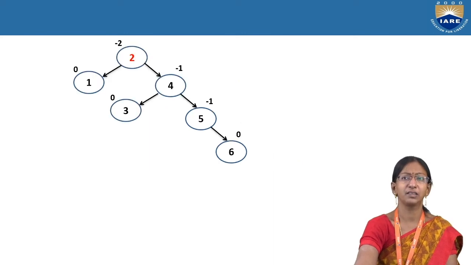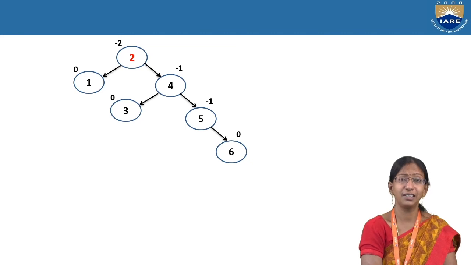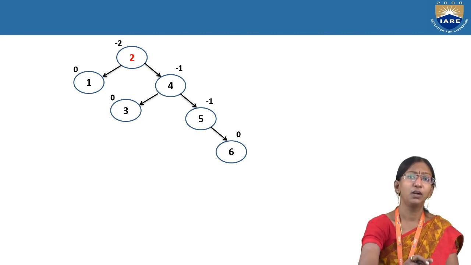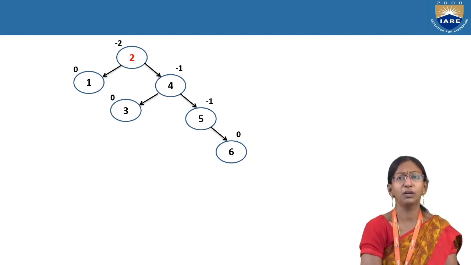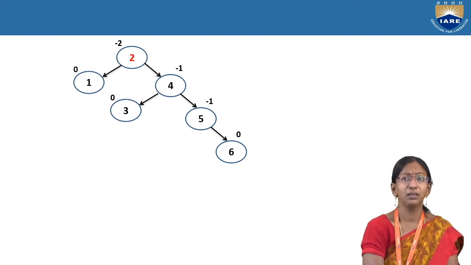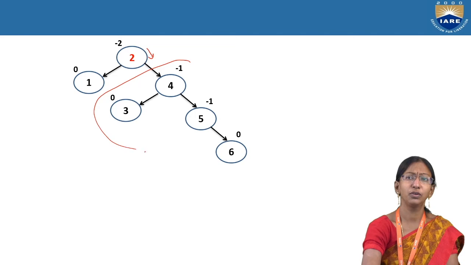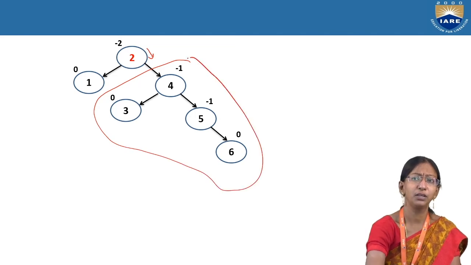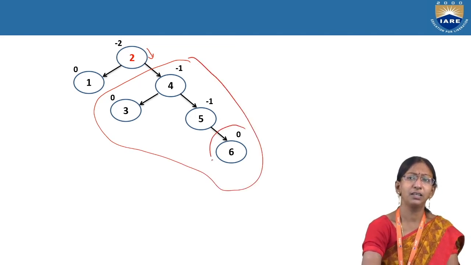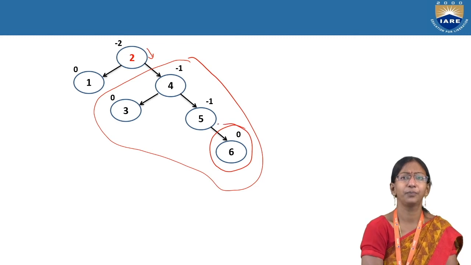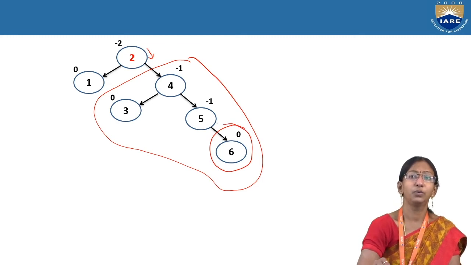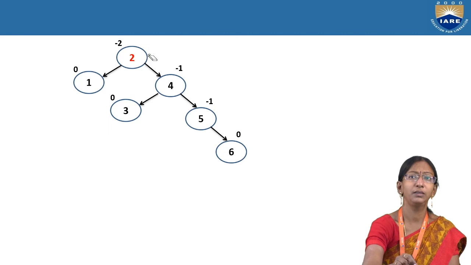Insertion of 6. When I inserted 6, which got settled as the right child of 5, node 2, that is the root node, got imbalanced. Now let's think from the point of view of 2. Why did it lose its balance? Because some node in the right subtree got settled in the right side. Right? So what you have to do? Very simple.